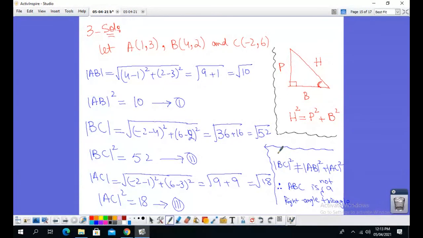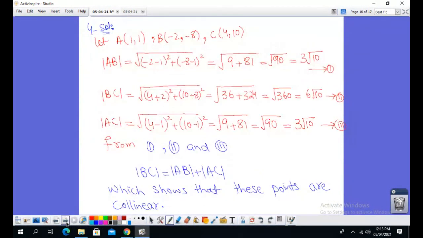On a similar pattern, we take the distance between A and C. We get square root 18. After squaring both sides, we get 18. When we add the smaller two terms, 18 and 10, it becomes 28, which is not equal to 52. Since 28 is not equal to 52, these vertices, or these endpoints, do not form a right angle triangle, because they don't satisfy the property of a right angle triangle.